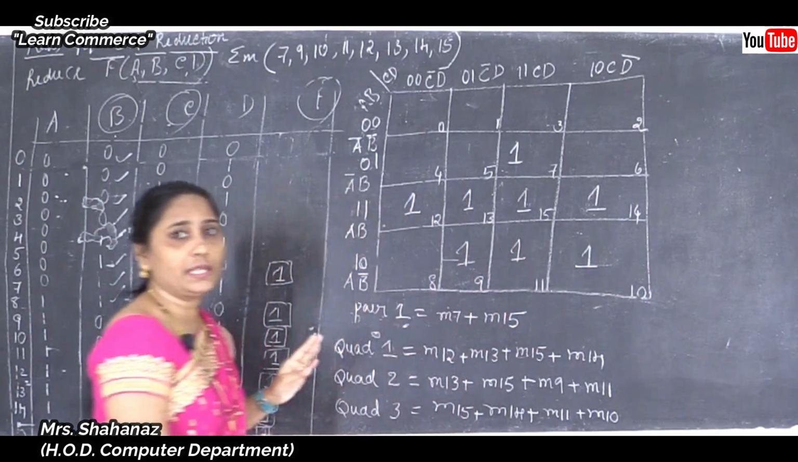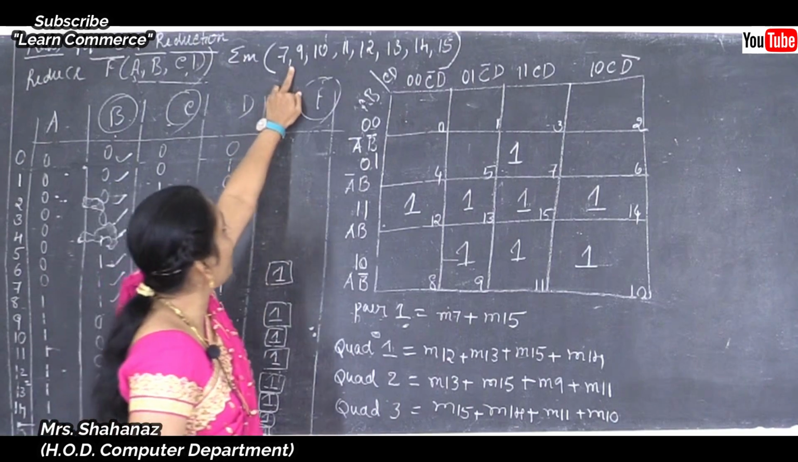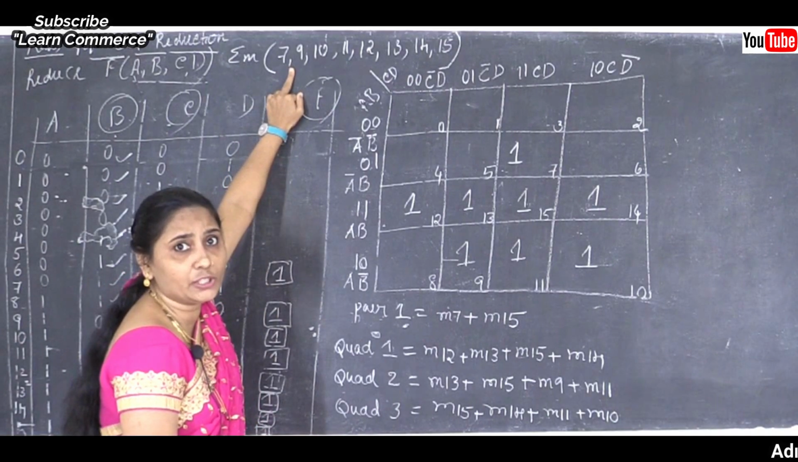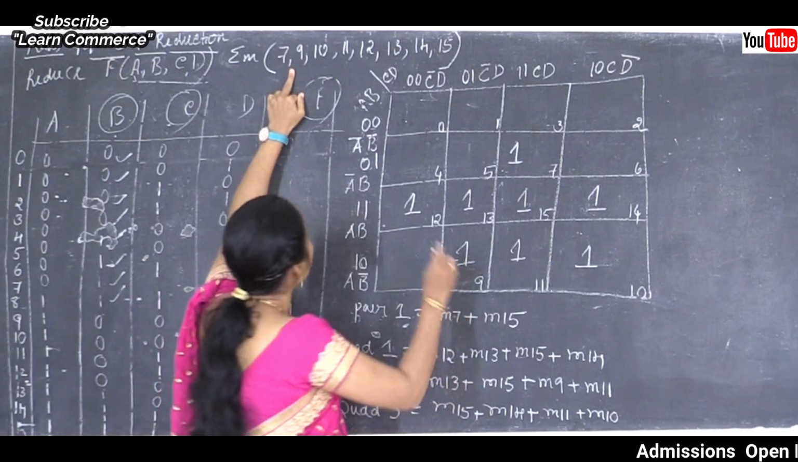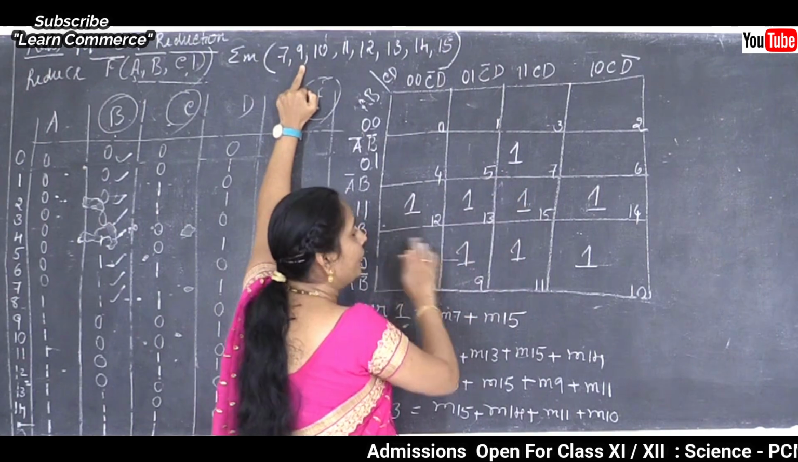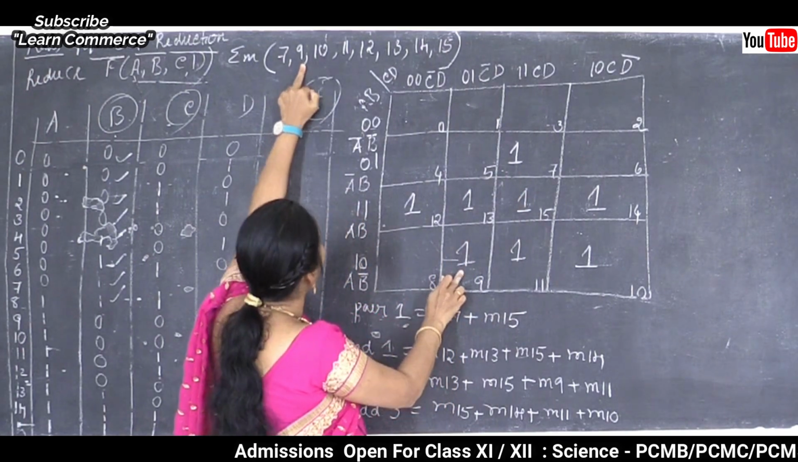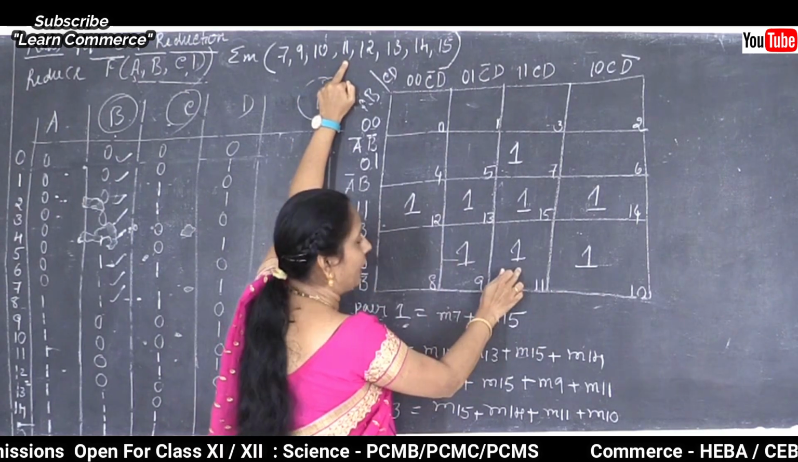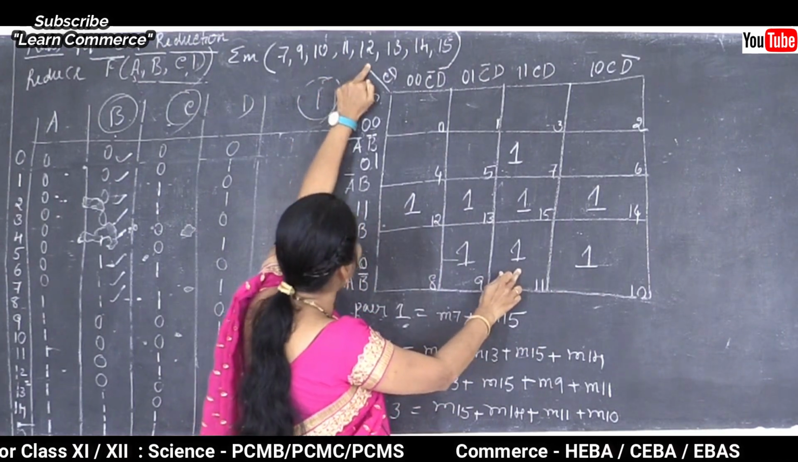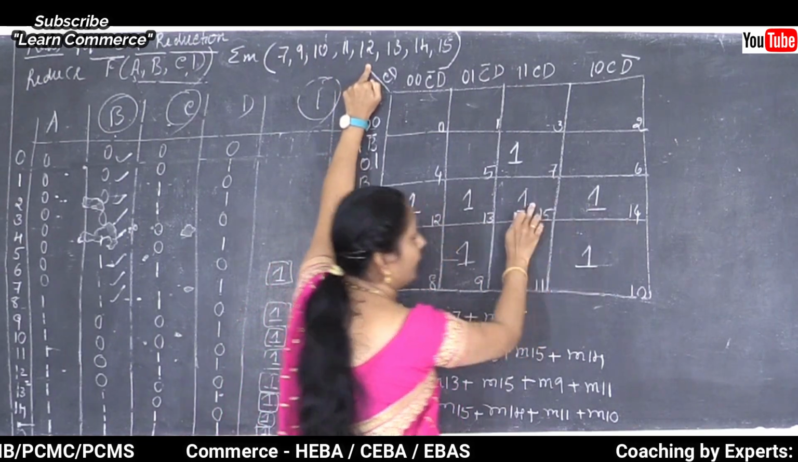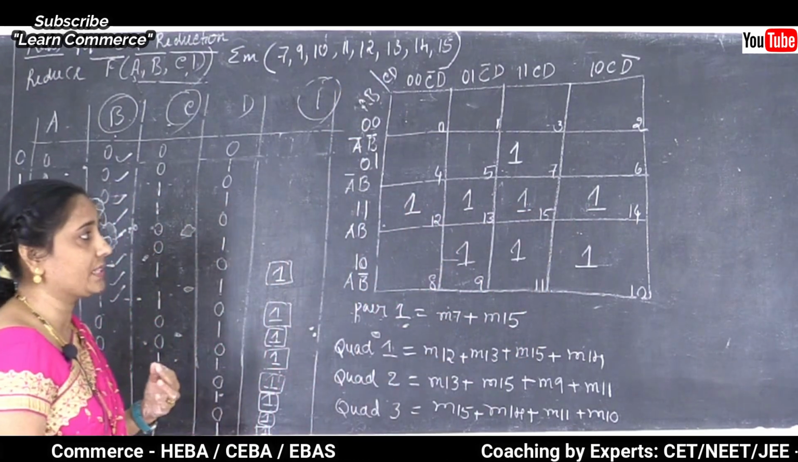Okay, so this is the numbering scheme, and now we need to take the question numbers and take the output as 1. In place of the 7 we need to take the output as 1, in place of the 9 the output as 1, in place of the 10 output as 1, in place of the 11 output as 1, in place of 12, 13, 14 and 15 we need to take the output as 1.